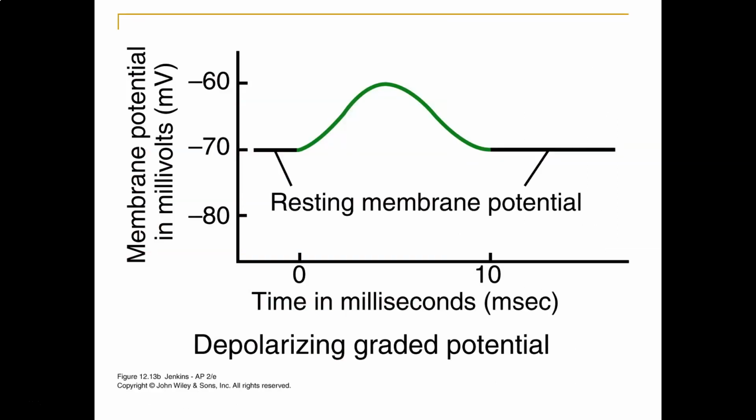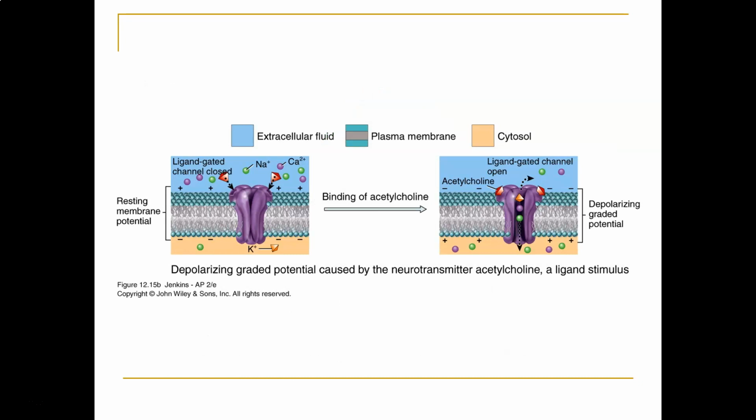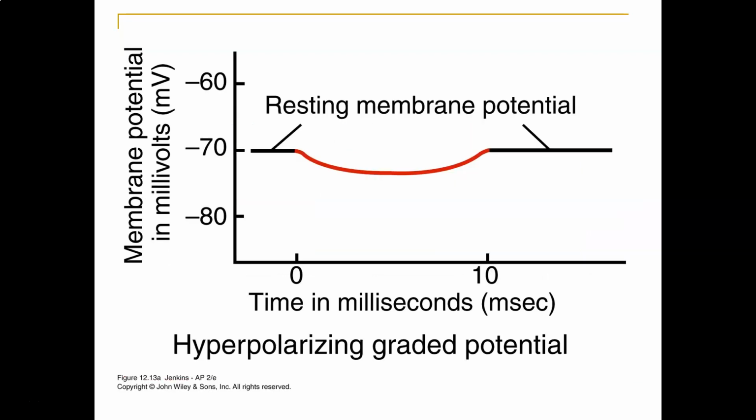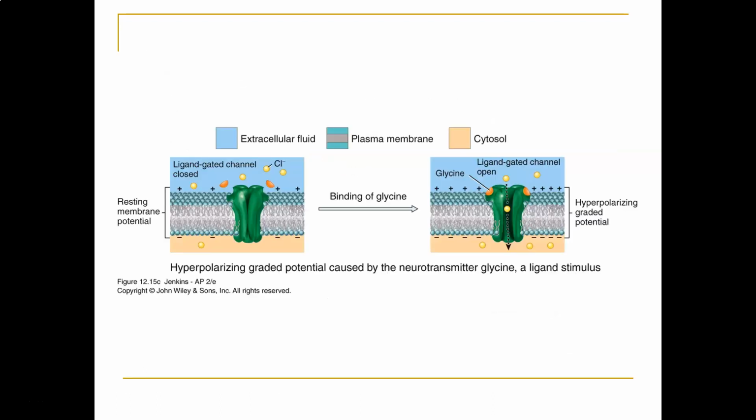Alright, I'm going to skip that picture. So this is just reminding you what depolarization is. The resting membrane potential went up in the positive direction, like with acetylcholine binding to ion gates that let in positive charge. And then you can have negative charge, the inside of the membrane becoming more negative. That's a hyperpolarizing graded potential. So there are ion gates that can also allow that to happen.